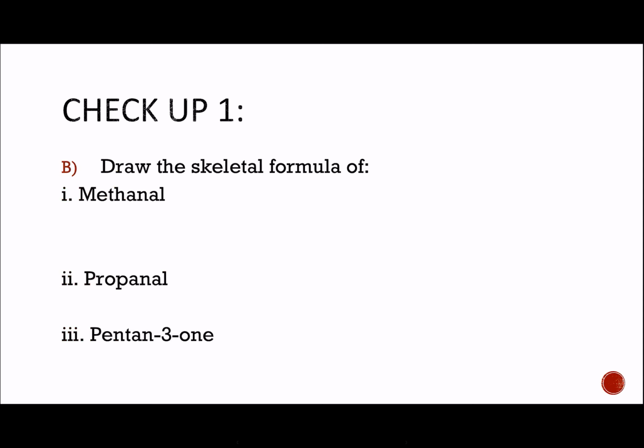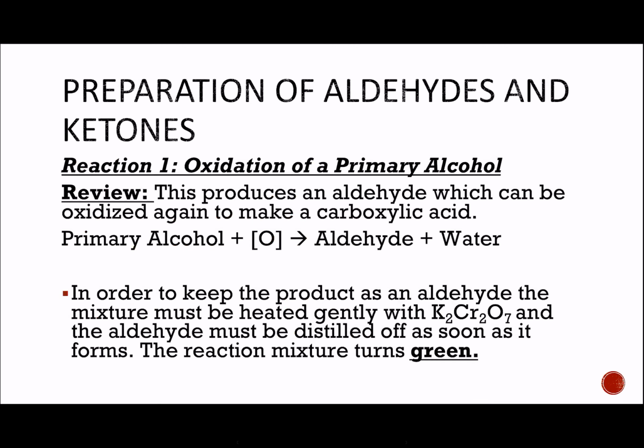And then draw the skeletal formula of methanal. Meth means 1 carbon, so methanal. Propanal means 3 carbons with an aldehyde. 1, 2, 3, and aldehydes always have to be on the end, so propanal. And then pentan-3-one, 1, 2, 3, 4, 5. I just do the little dots to remind me of how many carbons I have. And on carbon 3 goes my ketone.